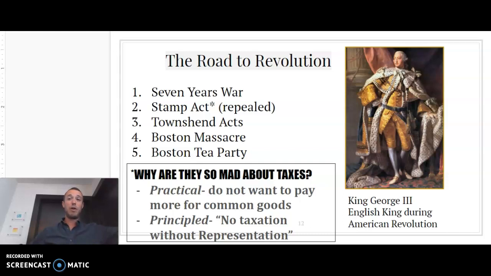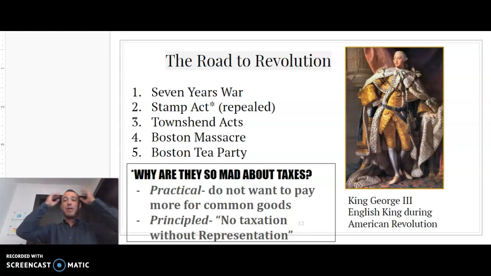We actually have a future president of the United States that will defend the soldiers who are accused in the Boston Massacre. But that's another story for another day. Of course, we've got the Boston Tea Party. Colonists get mad about taxes on tea. They go and just chunk a whole bunch of it in the river.